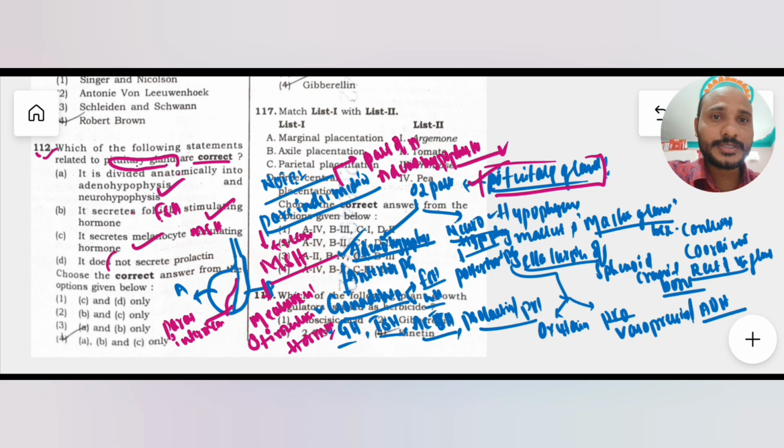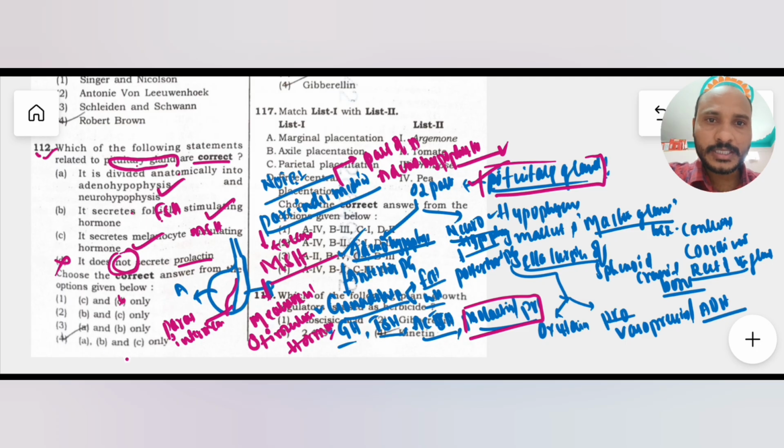It does not secrete prolactin. No, the adenohypophysis also secretes the prolactin hormone here, but the question mentions "not". This word makes the statement incorrect. So we have to choose without D. D is straight wrong, because this statement is completely wrong.